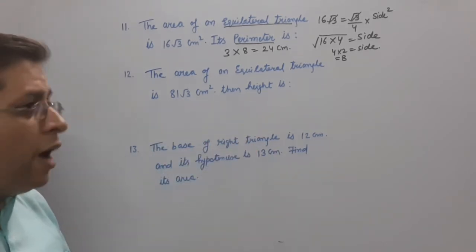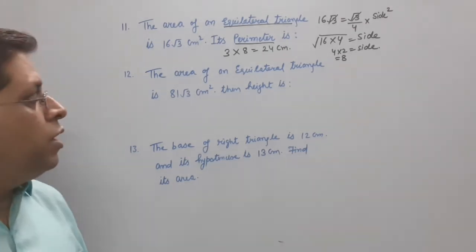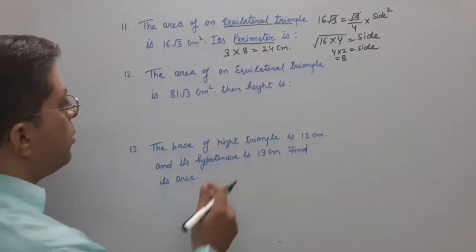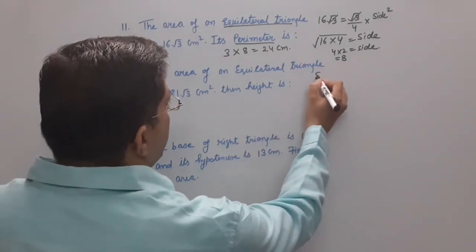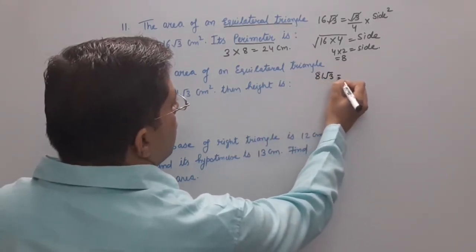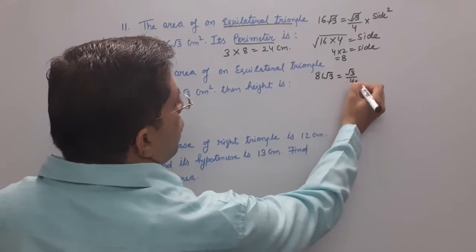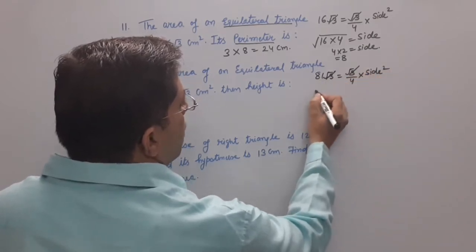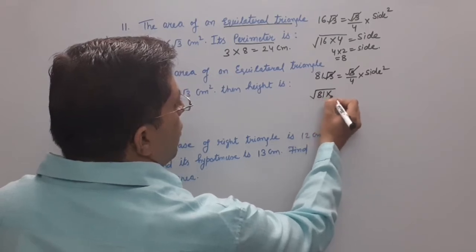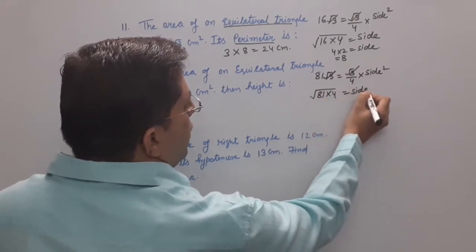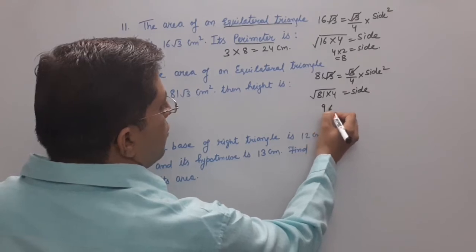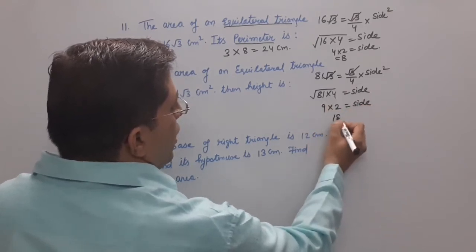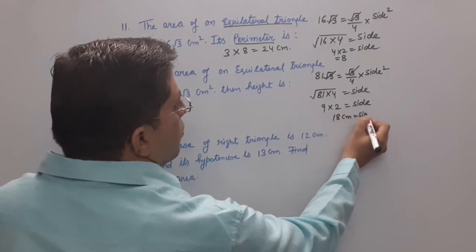Then what will be the height of the triangle? First of all, you have to find its side accordingly, like we got it here. That is 81 root 3 is equal to root 3 upon 4 into side square. Root 3 and root 3 cut. Then 81 into 4 is equal to side square. The square root of 81 is 9, and 9 times 2 is 18. This is your side. Side will be 18 centimeter.